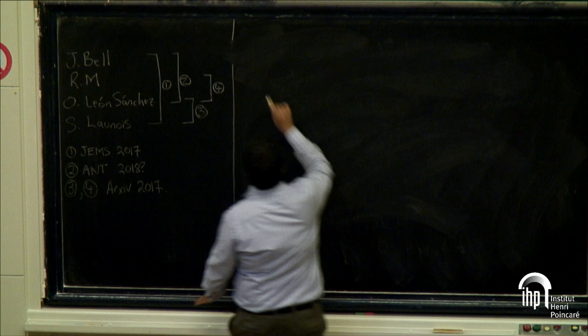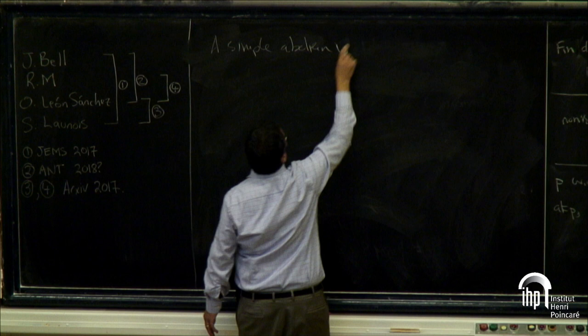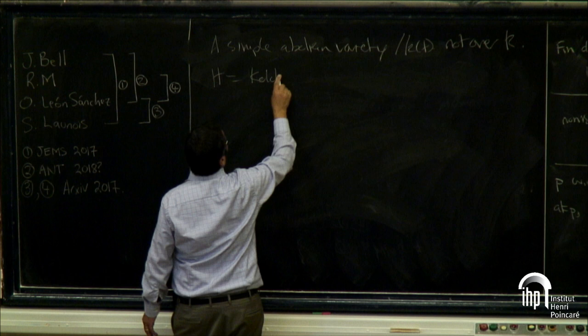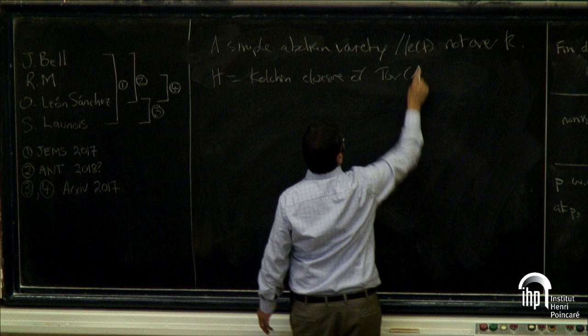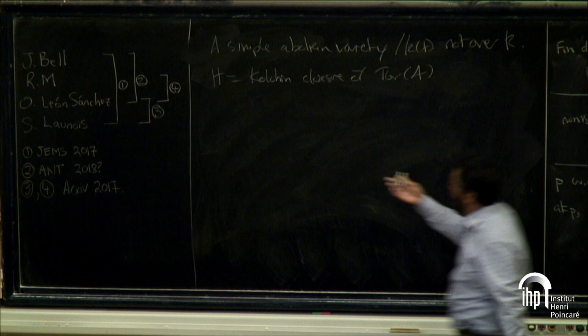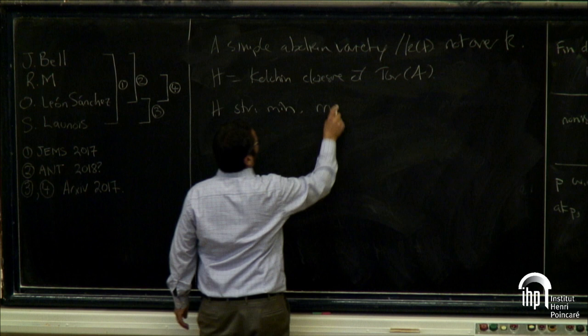So a simple abelian variety over k of t. Let me just say not over k. It doesn't descend to k. And let H be the Kolchin closure, the smallest Kolchin closed set, of the torsion of it. Then this has been studied by Buium and Ruchowski in their proofs of function field Mordell-Lang, for example. A lot is known about these things. In particular, H is a strongly minimal modular group.